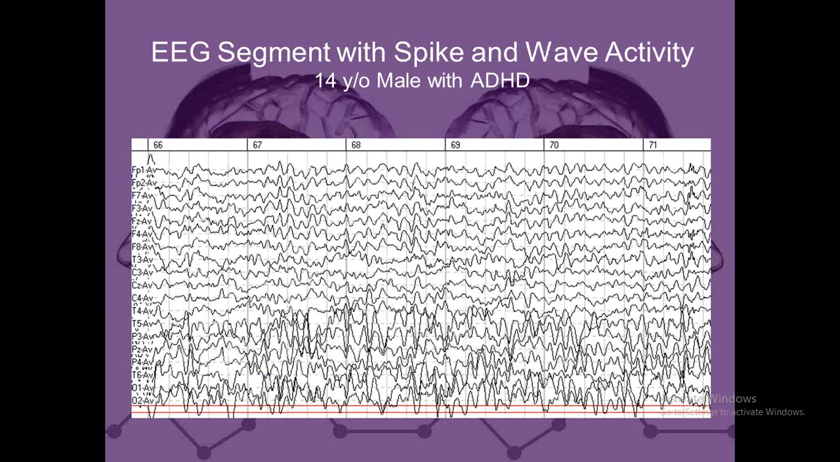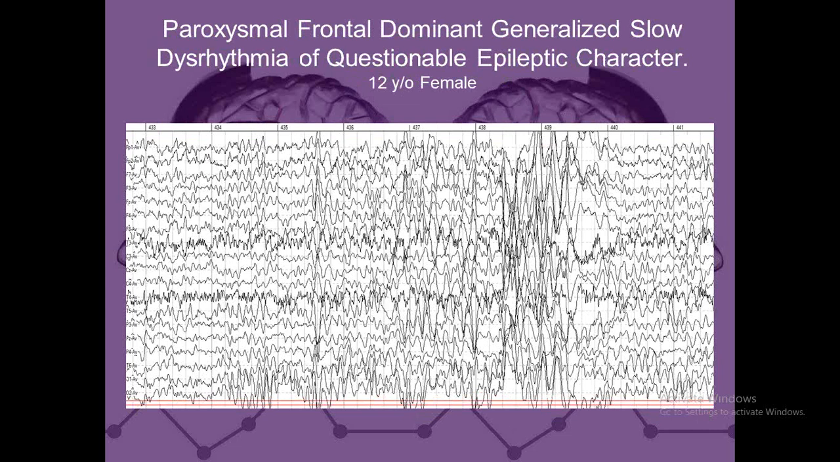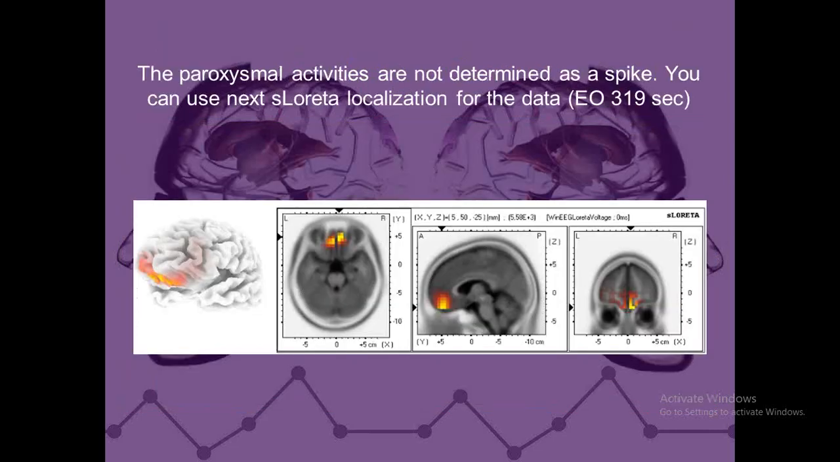This is a segment of spike and wave activity of a 14-year-old male with ADHD. So it's, again, the ADHD, I don't think exists. Oh my gosh, this is another questionable epileptic character. Yes, it's on a 12-year-old female. Big spikes in this one. These are easy to identify.